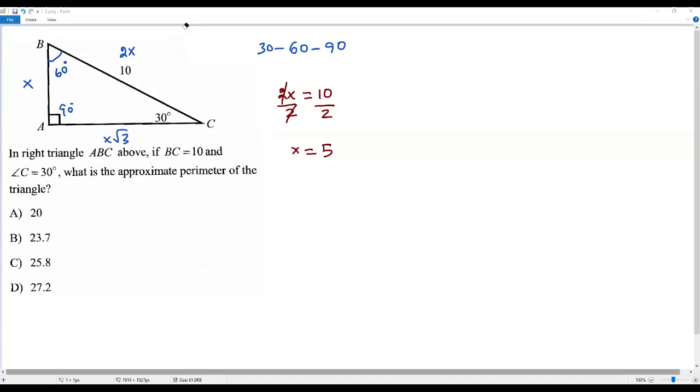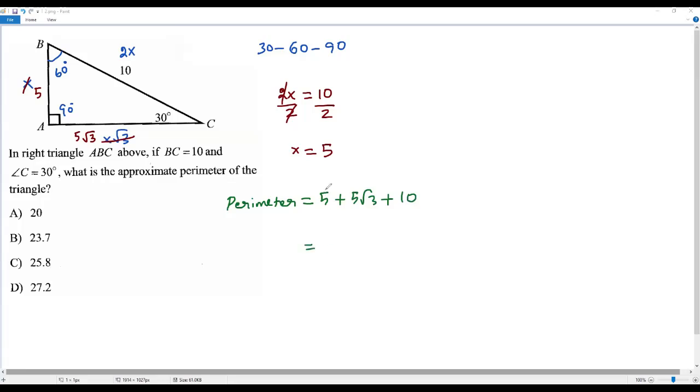So now we can replace this x by 5, and we can replace this x times square root of 3 by 5 times square root of 3. And already we know the hypotenuse is 10. Okay, now we know the lengths of all 3 sides of this triangle. Now we can start finding the perimeter of the triangle. Let me write the perimeter. So the perimeter of the triangle is the sum of the lengths of all 3 sides. Let me take the shortest leg, that is 5, and the next longer leg, that is 5 times square root of 3, and then the length of the hypotenuse, the longest side of the triangle, 10.